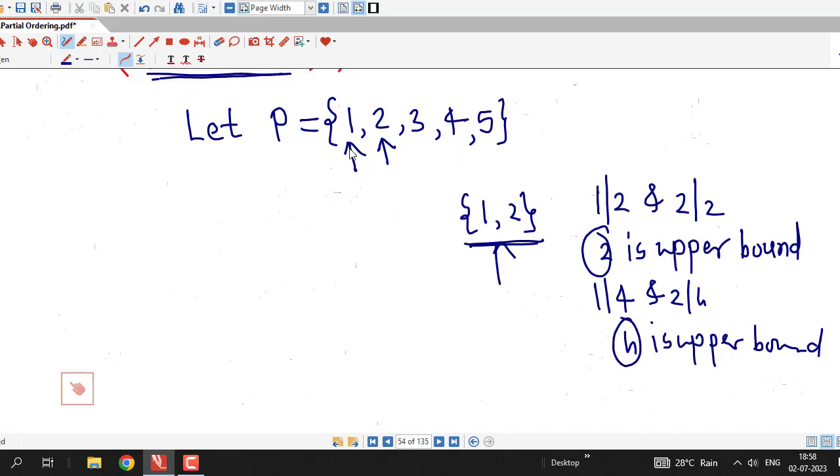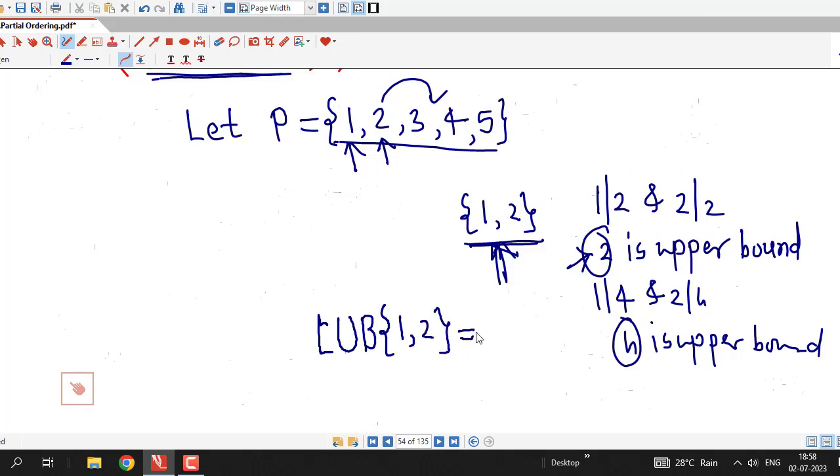There is no other element of P which is a candidate for upper bound. So we can see that 2 and 4 are upper bounds of this subset, and 2 is the smallest one, so that is our least upper bound. So I have obtained the least upper bound of this subset having two elements, 1 and 2, as 2.